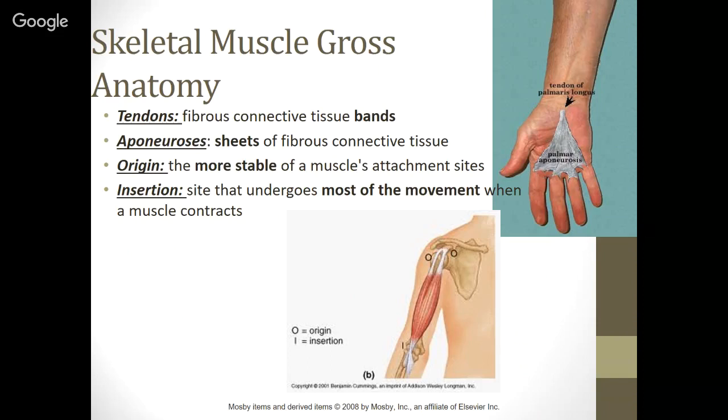The origin of a muscle is the more stable of the muscle's attachment sites, and usually that occurs more proximally. The insertion is the site that undergoes most of the movement when the muscle contracts. So sometimes when we describe a muscle, we name it based on the origin, where it comes from, and the insertion, where it goes to.